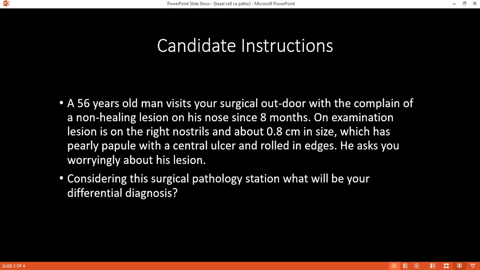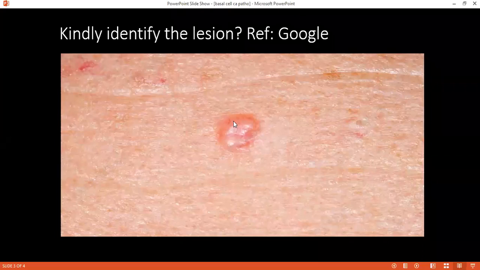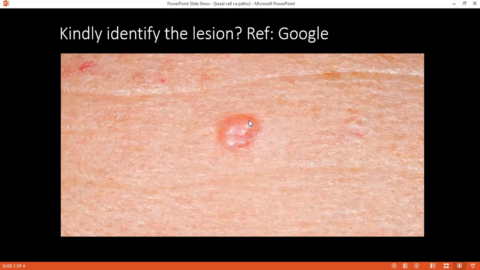Radiotherapy. Okay, yes, good. Can you please help me and explain what you're looking at? Yes, this is a papular lesion with central ulceration. Should I just describe the lesion? Yes. What is the redness around the lesion that you can see? Yes, telangiectasia. Okay.